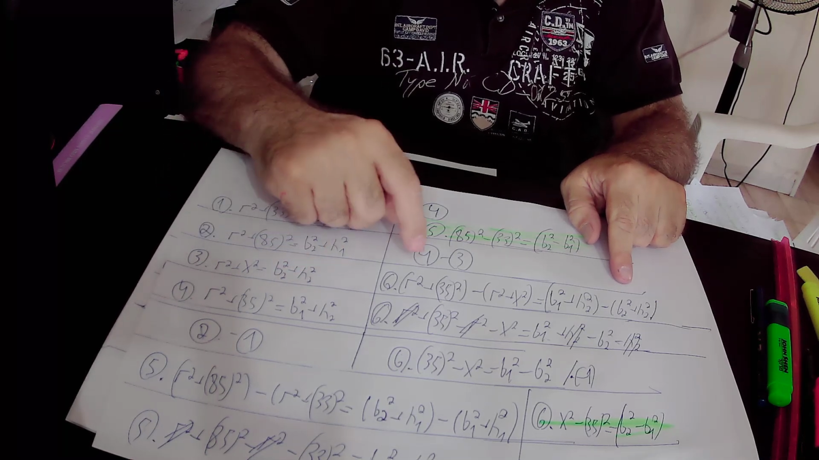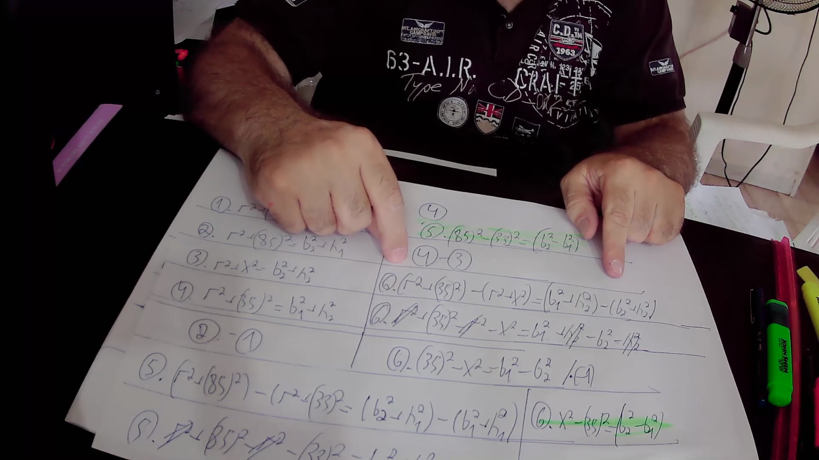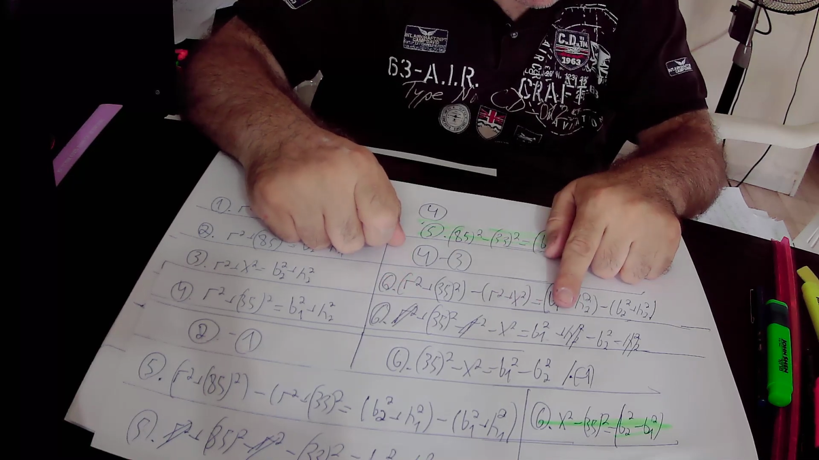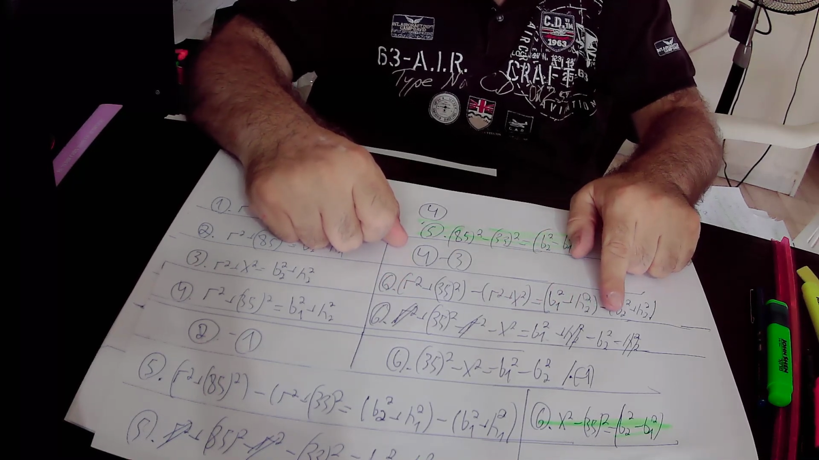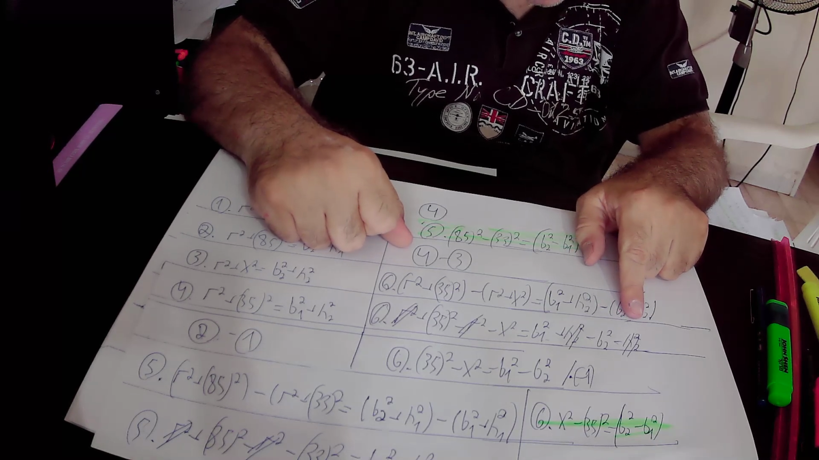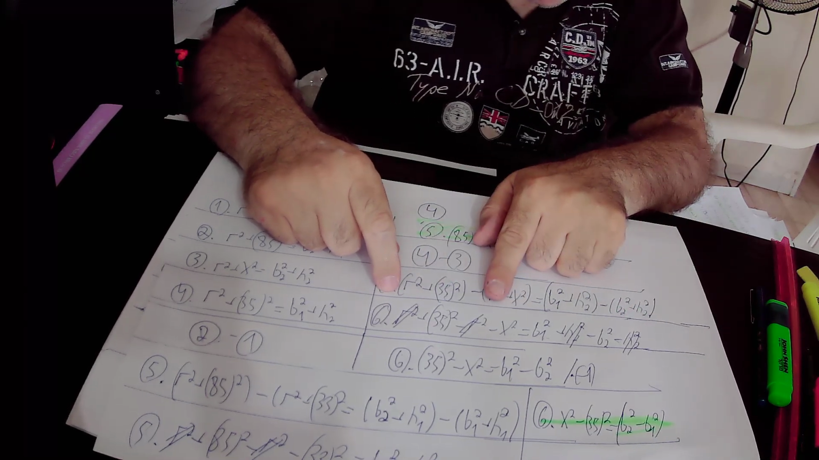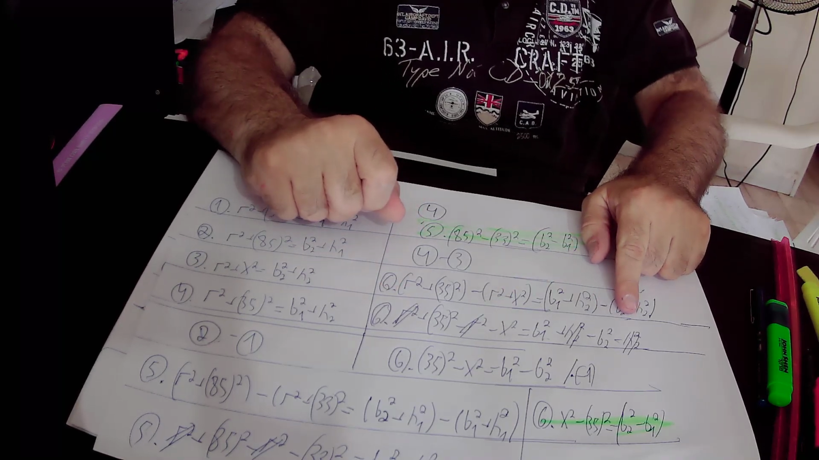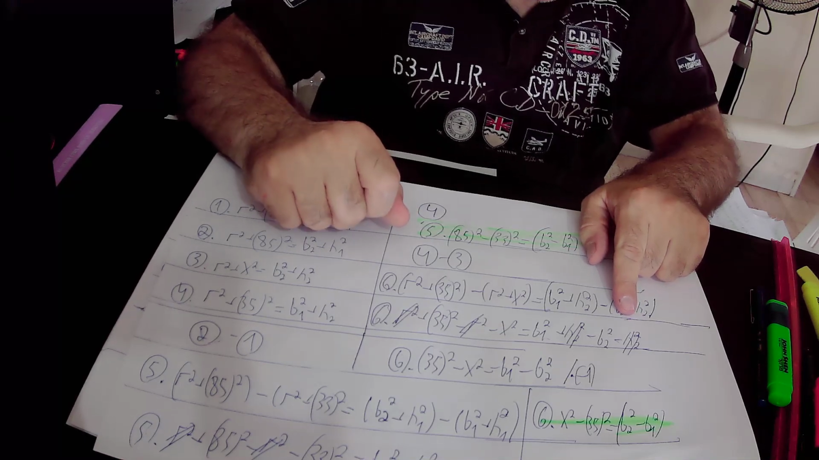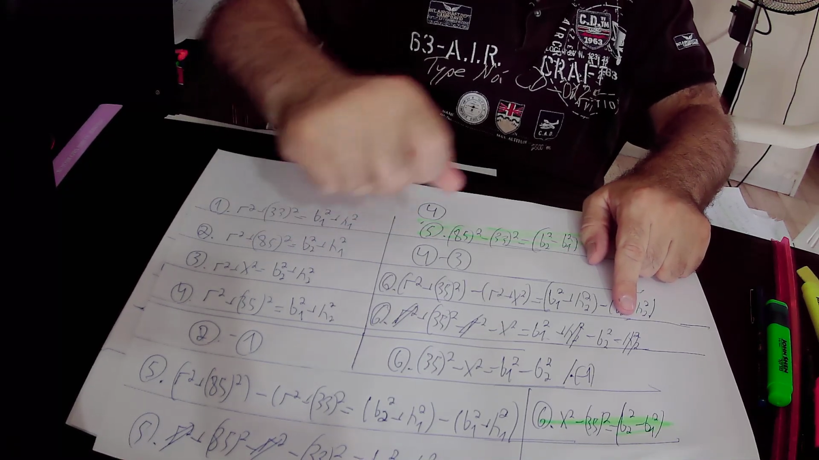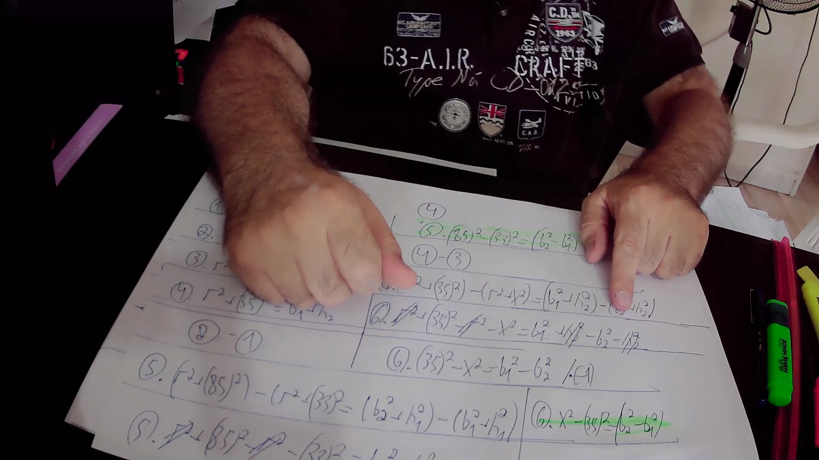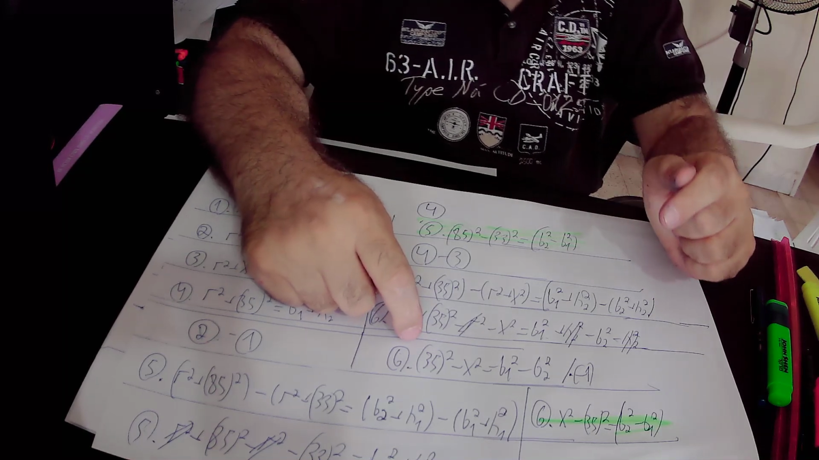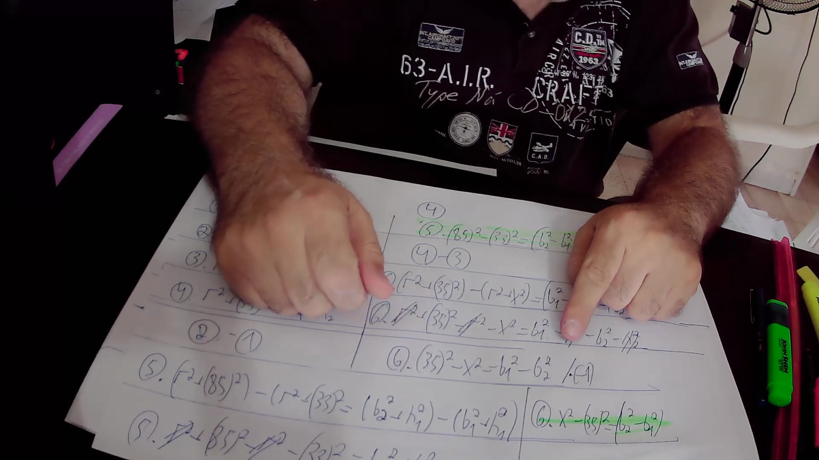Then we open the brackets of equation number 6, and we found that r square plus 35 square minus r square minus x square equals b1 square plus h2 square minus b2 square minus h2 square. Here r square minus r square is 0, so r square gets cancelled. On the other side, h2 square minus h2 square is 0, so h2 square also gets cancelled. What is left is 35 square minus x square, equal to b1 square minus b2 square.